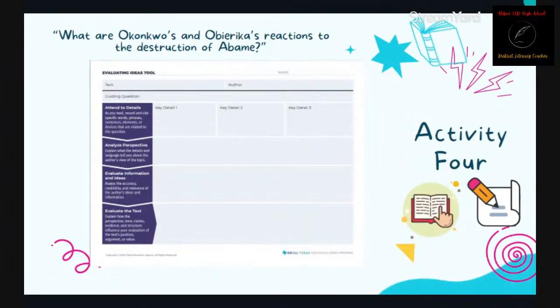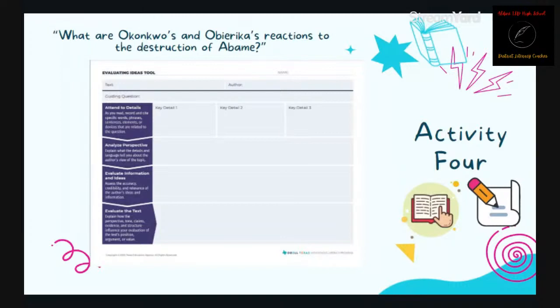Next, students read chapter 15 on their own. When they finish, they read through it again while completing the Evaluating Ideas tool using the guiding question, what are Okonkwo's and Obierika's reactions to the destruction of Abame? This tool is used to deepen student understanding through rereading while focusing on key words, phrases, or sentences that relate to a specific question from the text.